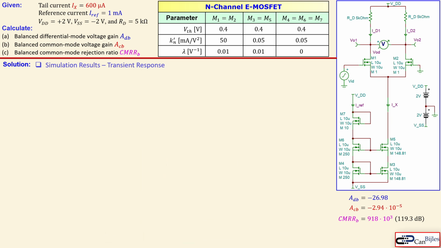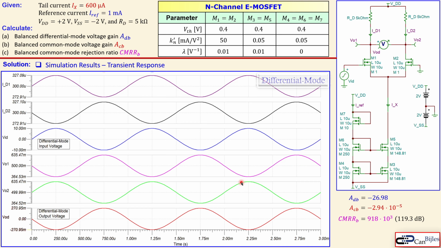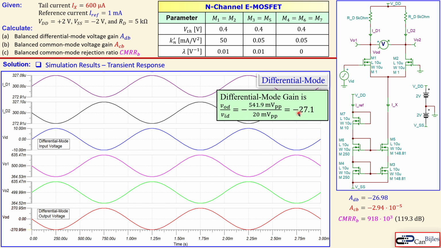Now going to the simulation result for the transient response. First we start with the differential mode. That is now the blue one is our differential mode input voltage, which is 10 millivolts peak with a 1 kilohertz frequency. And the red one is our differential mode output voltage. You see also that it's inverted, that's why we have this minus sign. And when you now do the peak value of the output signal divided by the peak value of the input signal, that's shown here, and that will give us minus 27.1, which is really close to the minus 26.98. So we can say this is also checked.